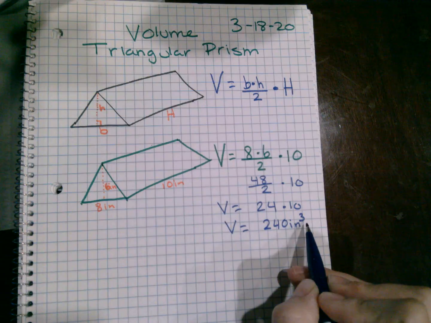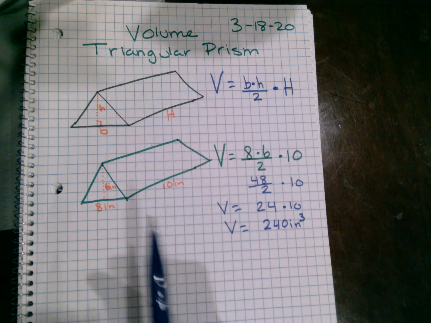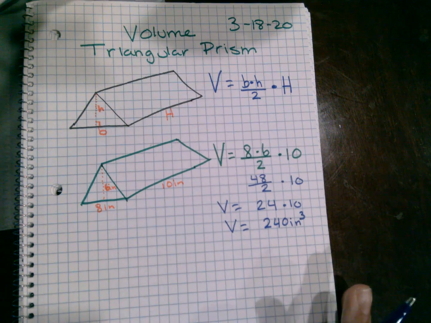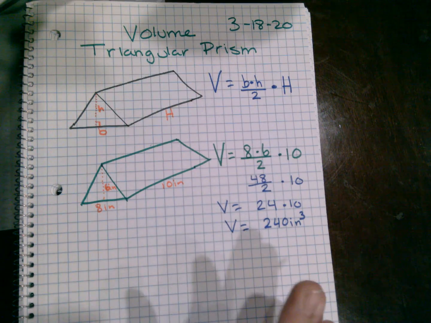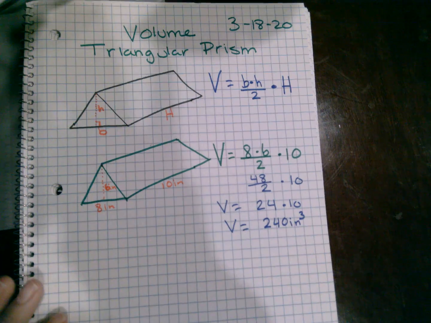Remember, it has to be cubed. So again, you find the area of the triangle and then multiply it by your height, and that will give you the volume of a triangular prism. All right, let's do another problem.